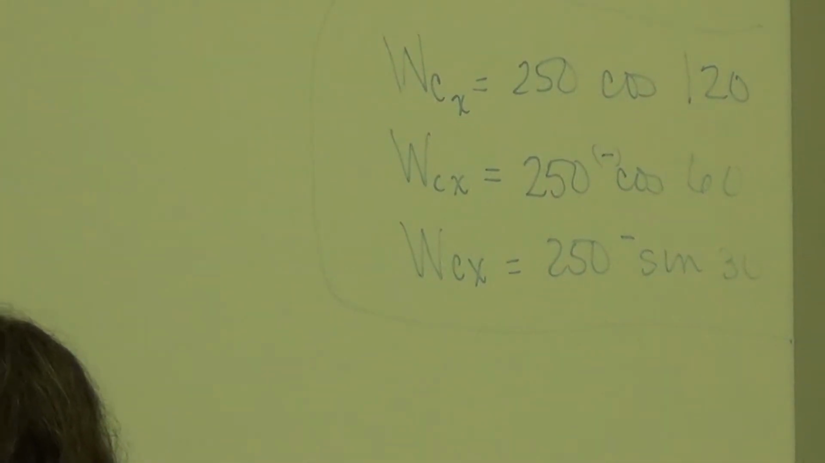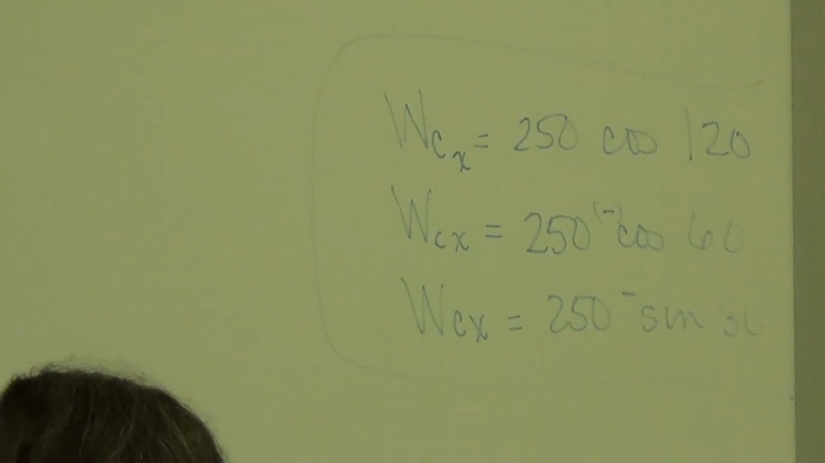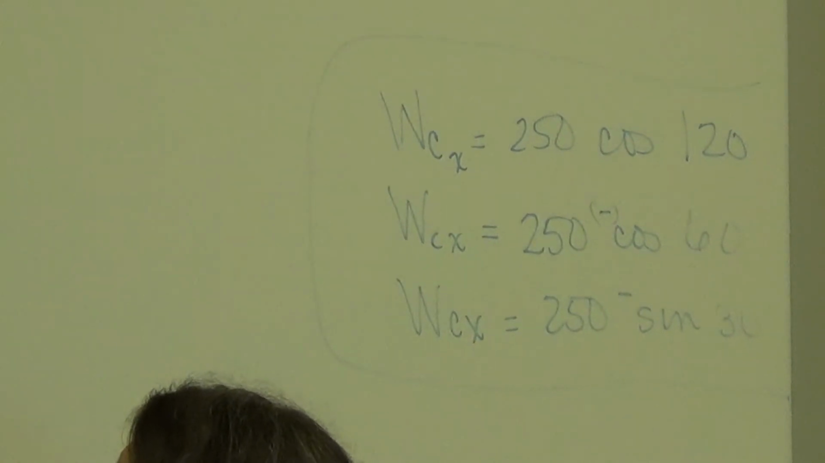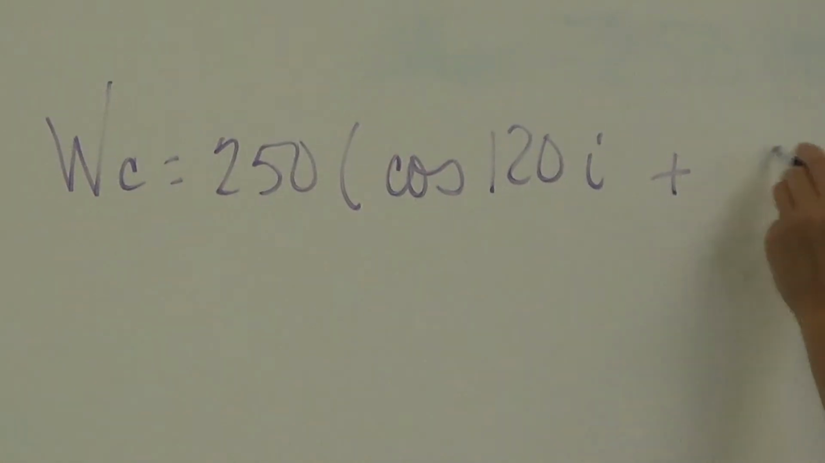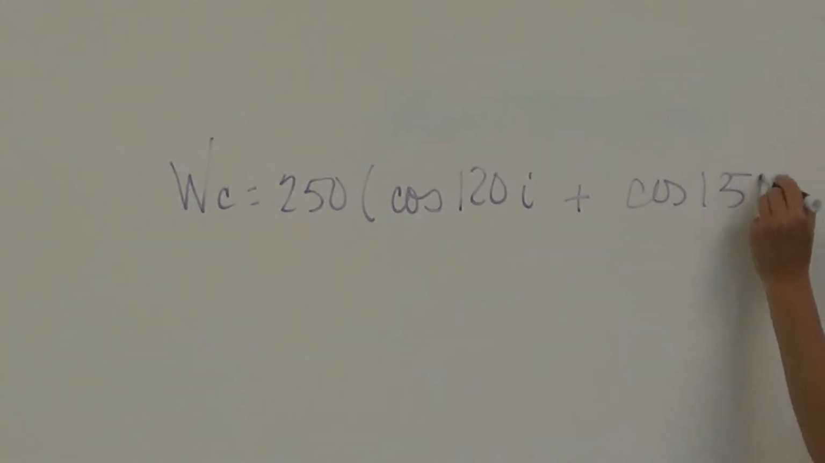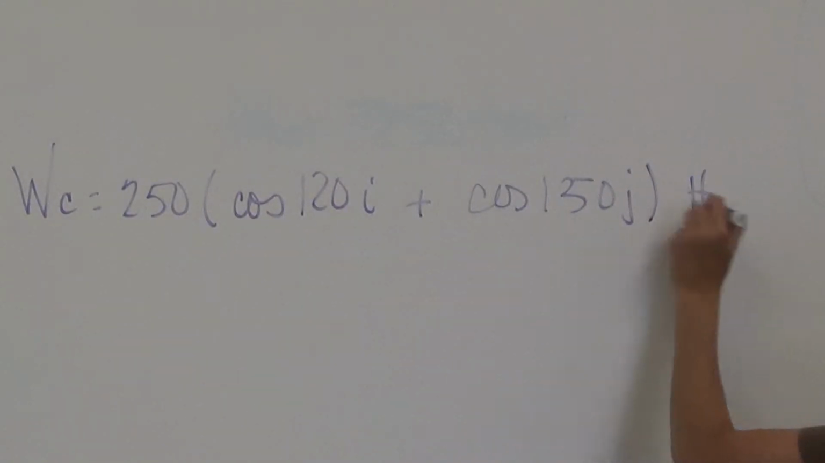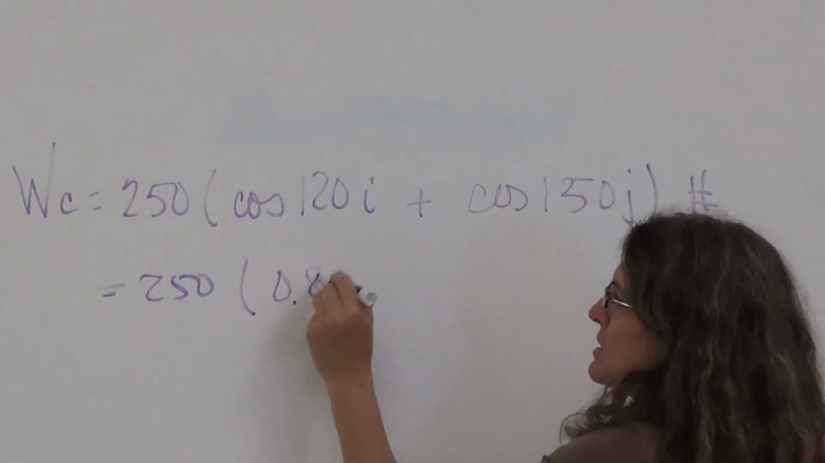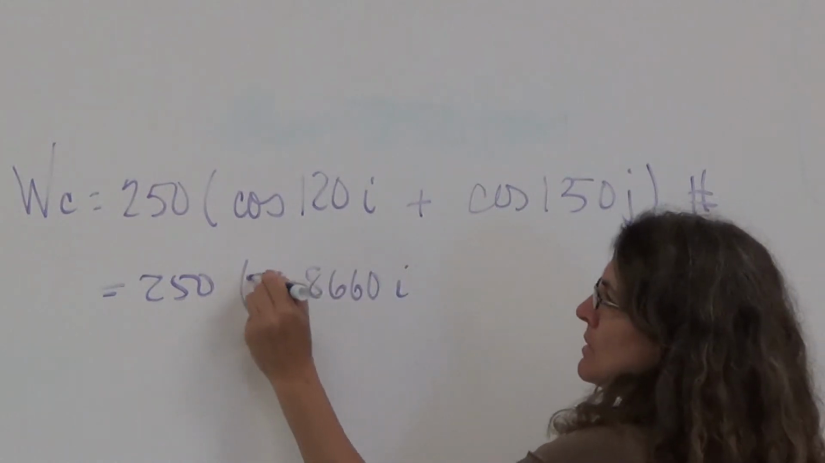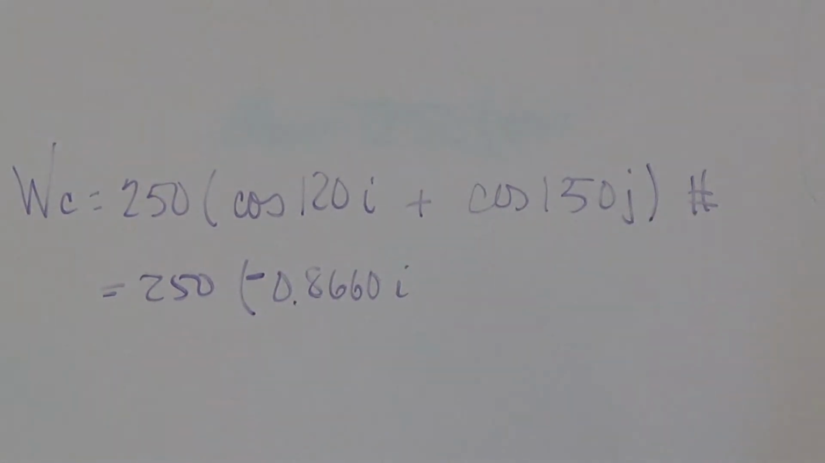So WC is equal to 250 times the cosine, let's do it of the direction angle, which is what we used to do in the past. And then it's 180 minus 30, which would be 150. Cosine of 150, and it's in pounds. Comes out to be 250 times, what is this? Is it 0.866 or a half? Calculators, where are the calculators? Negative half.